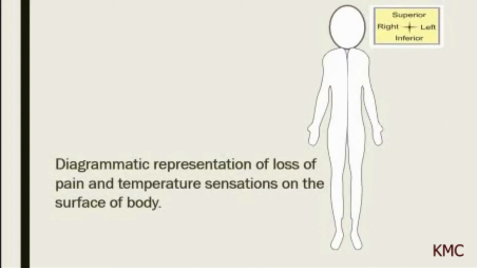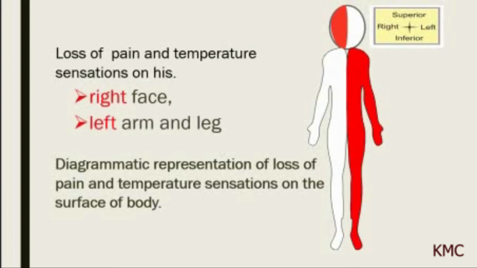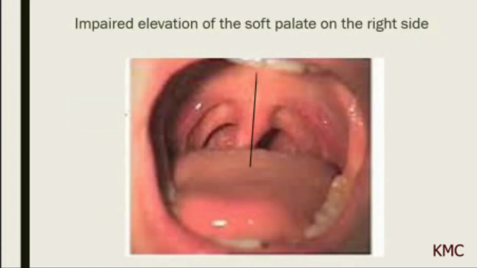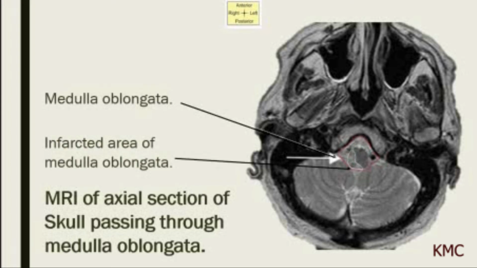General physical examination shows loss of pain and temperature on right face and loss of pain and temperature on left upper and lower limbs. Examination of oral cavity shows impairment of right soft palate. Here is MRI of axial section of skull passing through medulla oblongata. It shows a pale area of infarction on right side of the medulla oblongata.